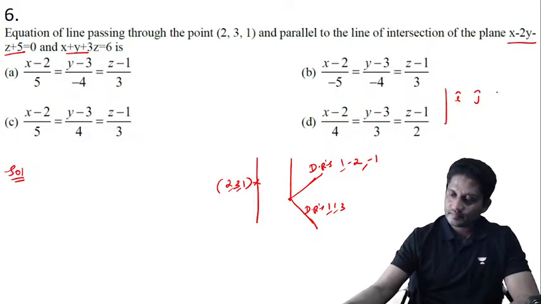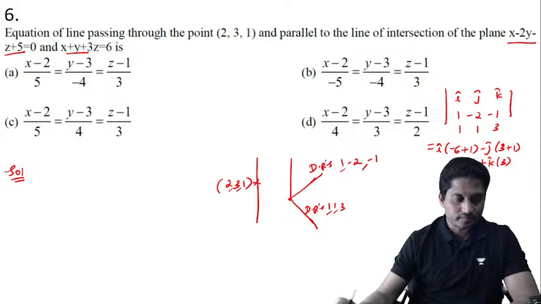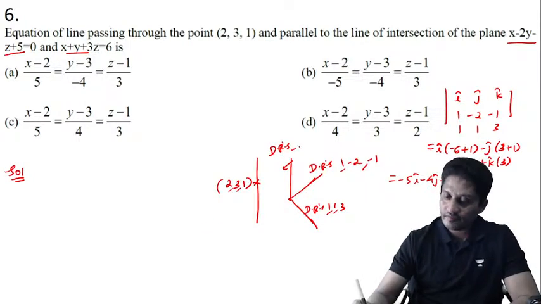This is i, j, k, and then you get 1, minus 2, minus 1, then you get 1, 1, 3. Now this is equal to i into delete first row, first column, minus 6 plus 1; j, first row, second column, 3 plus 1; k into delete first row, last column, you get plus 3. So this is equal to minus 5i, minus 4j, and plus 3k. So DRs normal to these two planes will be equal to minus 5, minus 4, and plus 3.